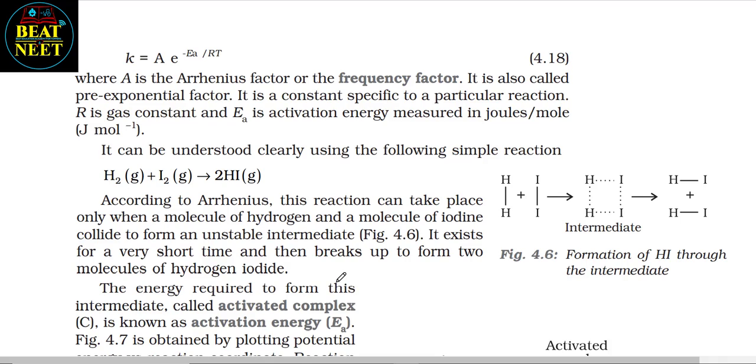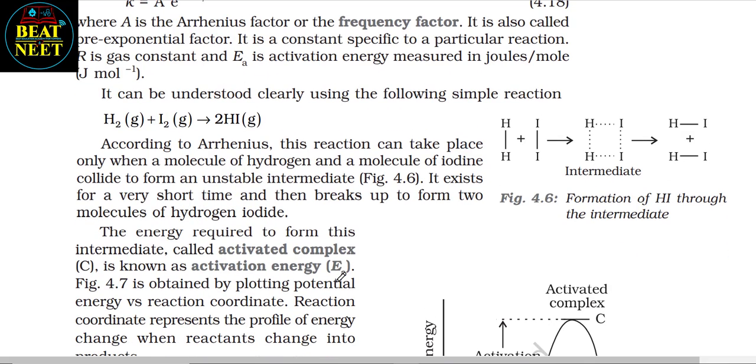k = A e to the power minus Ea/RT, where A is the Arrhenius factor or the frequency factor. It is also called the pre-exponential factor. It is a constant specific to a particular reaction. R is the gas constant and Ea is the activation energy measured in joules per mole.